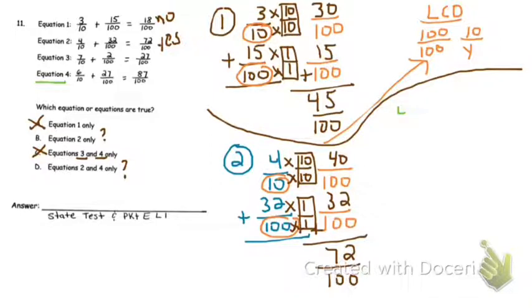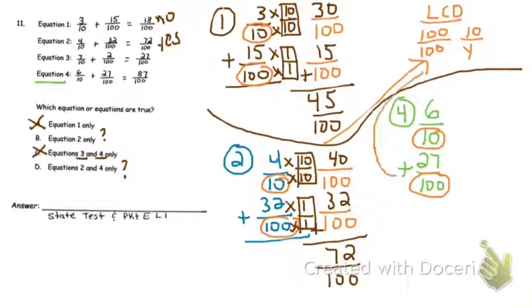And equation number 4 is 6 tenths plus 27 hundredths. I look at my denominators and say, oh, they are not the same, so I need to find the least common denominator. But again, I already found the least common denominator of 10 and 100, and that was 100. So I'll make my fraction bars for 100 as my denominator. And I put a window box, and I say 10 times what is 100? Well, 10 times 10 is 100.